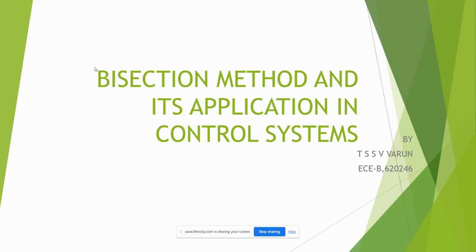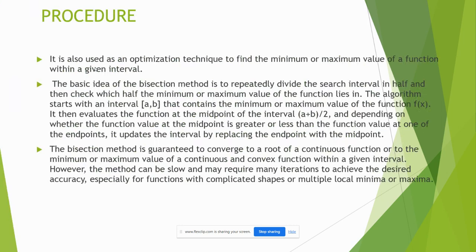Today I'm going to explain the bisection method and its application in control systems. The bisection method is generally used to find the root of an equation, and from an optimization point of view, we can use it to find the minimum or maximum value of a function. The basic idea is to take an interval a comma b and reduce this interval until we get the minimum point or the root of the equation. This is the main concept behind the bisection method.